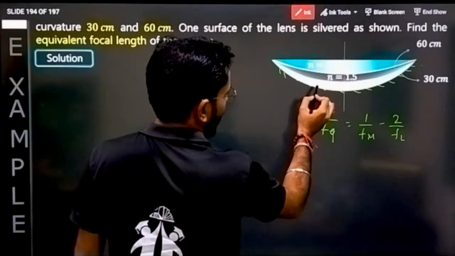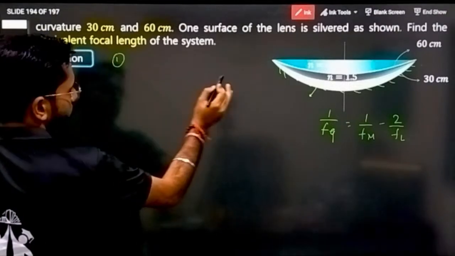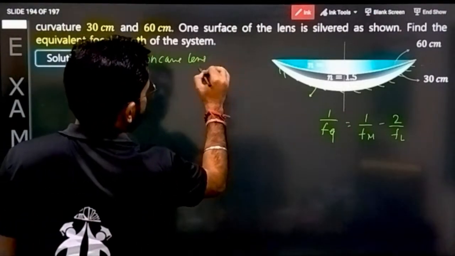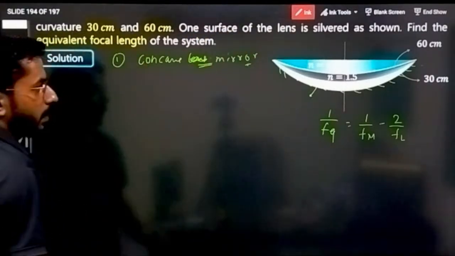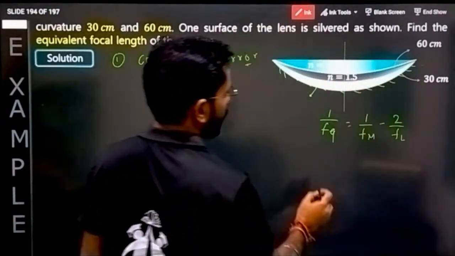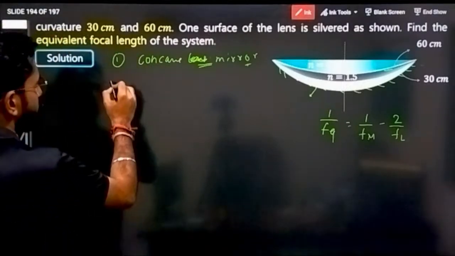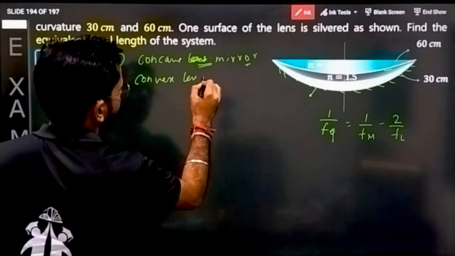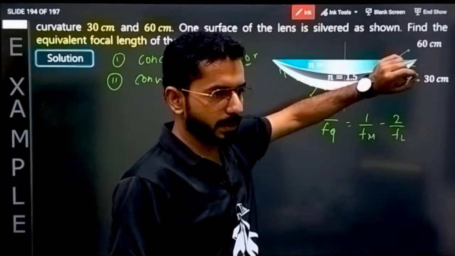And how many mirrors are there? First, it is clear that this is one. If this is silvered, I will have one concave mirror. This is sure. Now, the second one, what do you have here? Again a lens, and what kind of lens? A convex lens, because it is thicker in the middle and thinner at the edges.